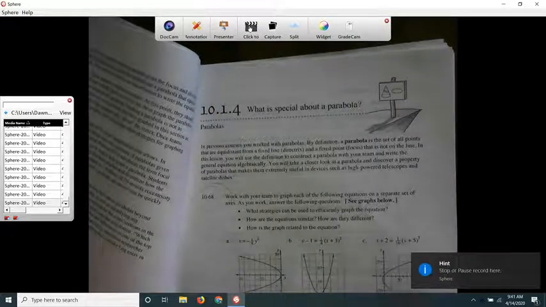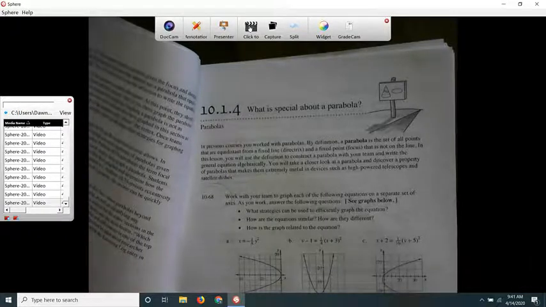Here's your Pre-Calc 10.1.4 mini lecture, part 1.